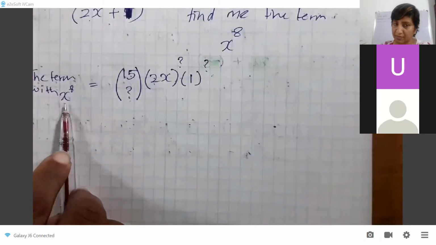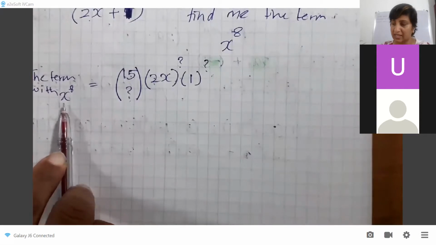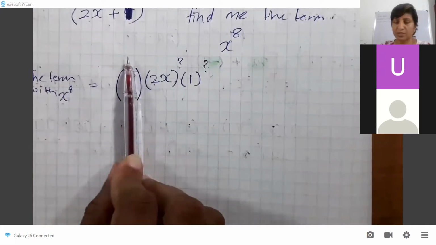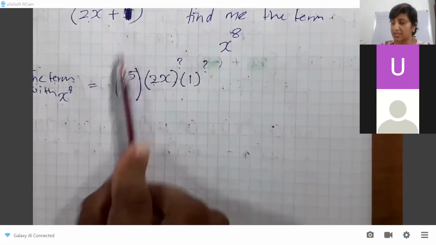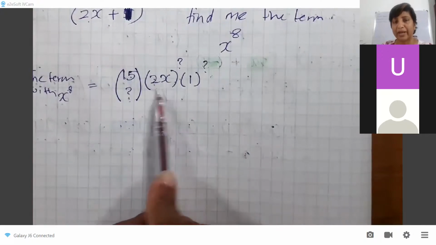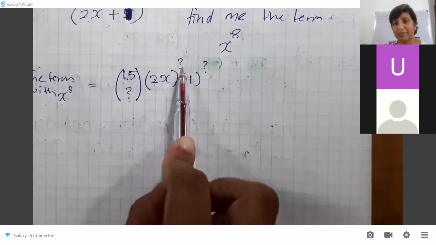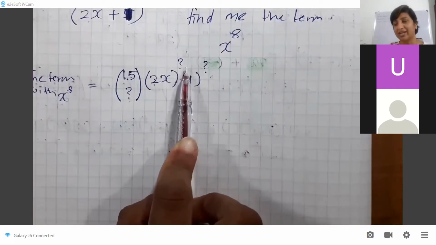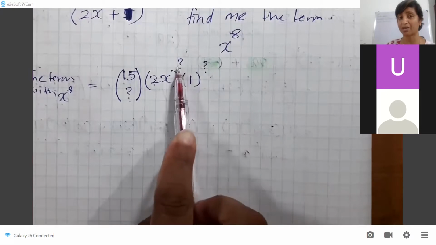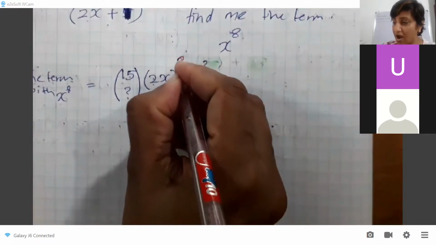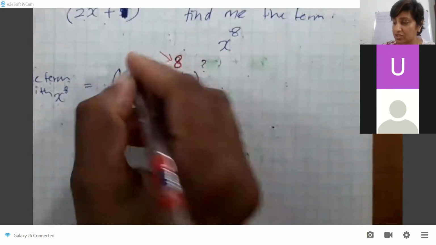We are looking for the term that has x to the power of 8 in it. From this bracket, no x comes to this term. X comes only from this middle bracket. So shouldn't this power be 8? I want this term to have x to the power of 8. Then shouldn't this question mark be 8? This question mark, this is where you start.